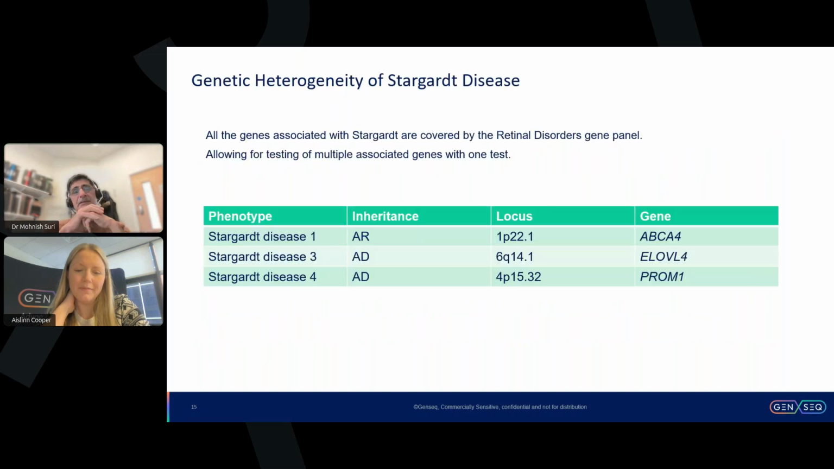So here's an example of the genetic heterogeneity of Stargardt disease, which is something that the eye team see quite a lot of. The first point to mention is that there are actually 4 types of Stargardt, but in fact, testing for one of the forms is not currently available. So at the moment, we can test for 3 types of Stargardt disease. The most common form is an autosomal recessive form caused by variants in the gene ABCA4, the one at the top here. But then you have 2 dominant forms of Stargardt disease as well, caused by pathogenic variants in different genes. But with one panel, you cover all of these genes. So they are all looked at in the one single panel test.